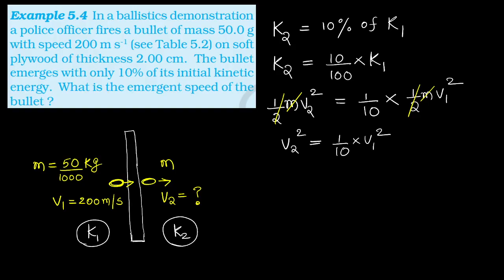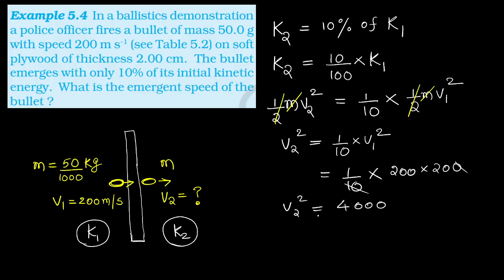What is our question? V2 is our question, right? What is the emergent speed? The final velocity is our question. V1, what is that V1? V1 is 200, correct? So V1 square will be 200 square, 200 into 200. The zeros cancel. V2 square is equal to 2 into 2, 4, 4000.